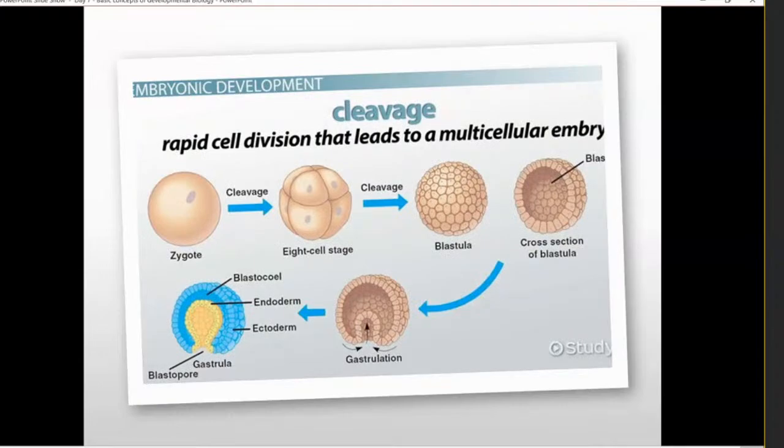Then, cleavage. It's called rapid cell division. This rapid cell division happens after zygote formation. The cleavage happens in every step. After the eight cell stage, the cells divide rapidly into the blastula. That blastula has an internal space. Gastrulation is a very important thing in cleavage, and cleavage and gastrulation are both the most important terms in cell development.